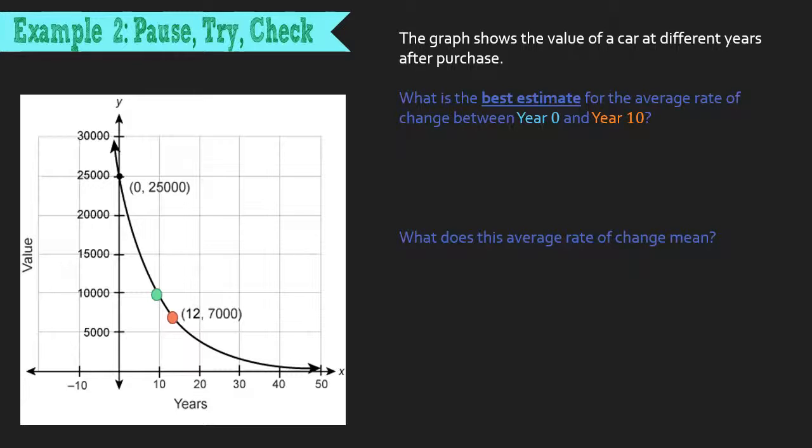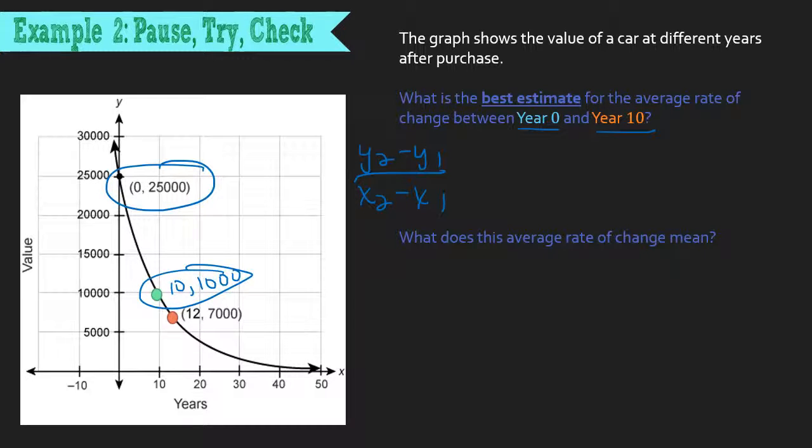Same context, same situation, but we're going to look at two different values in terms of the years. So now would be a great time for you to pause and try this one on your own to come back and check. So this time we want the best estimate for years 0 to year 10. So again, I'm using y2 minus y1 over x2 minus x1, but this time I'm using year 0 and year 10. Okay, and remember year 10 was at 10, 10,000.